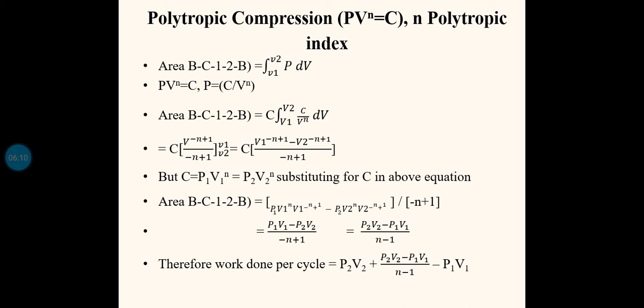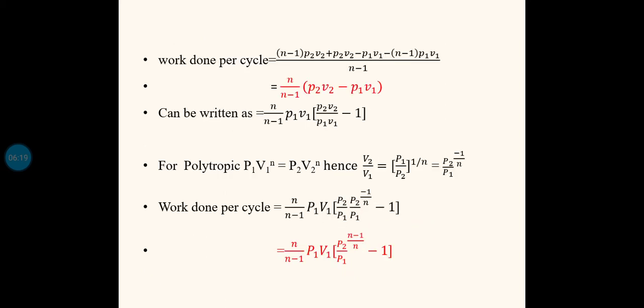Now I will make the denominator common, that means n minus 1 is to be multiplied with this P2 V2 and P1 V1. So the term becomes work done per cycle is equal to n minus 1 into P2 V2 plus P2 V2 minus P1 V1, that is the middle term, minus n minus 1 into P1 V1, all divided by n minus 1. So you can see here n minus 1 into P2 V2 plus P2 V2. So this is n into P2 V2 minus 1 into P2 V2 plus P2 V2; minus P2 V2 and plus P2 V2 cancel. So n into P2 V2 will remain. Anyway, n into P2 V2.